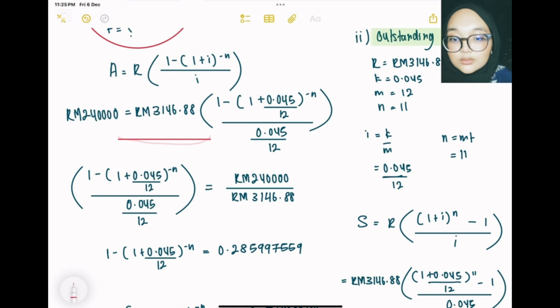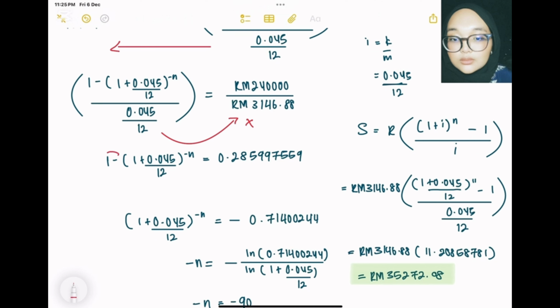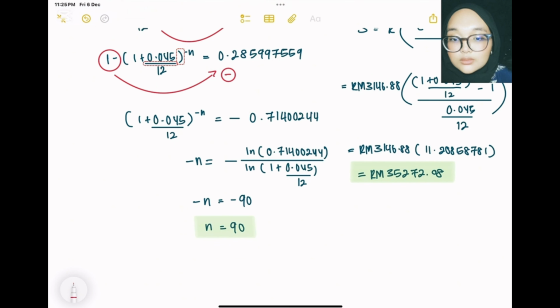Then we multiply with 0.045 over 12. And then the answer will be minus by 1. So we got negative 0.714000244. And then we have to find the power negative n. So we use the formula of ln. So we insert all these numbers again. Then we divide with it. Then we got negative n equal negative 90. But we have to find n, just n. So n must equal to 90. That's the final answer.